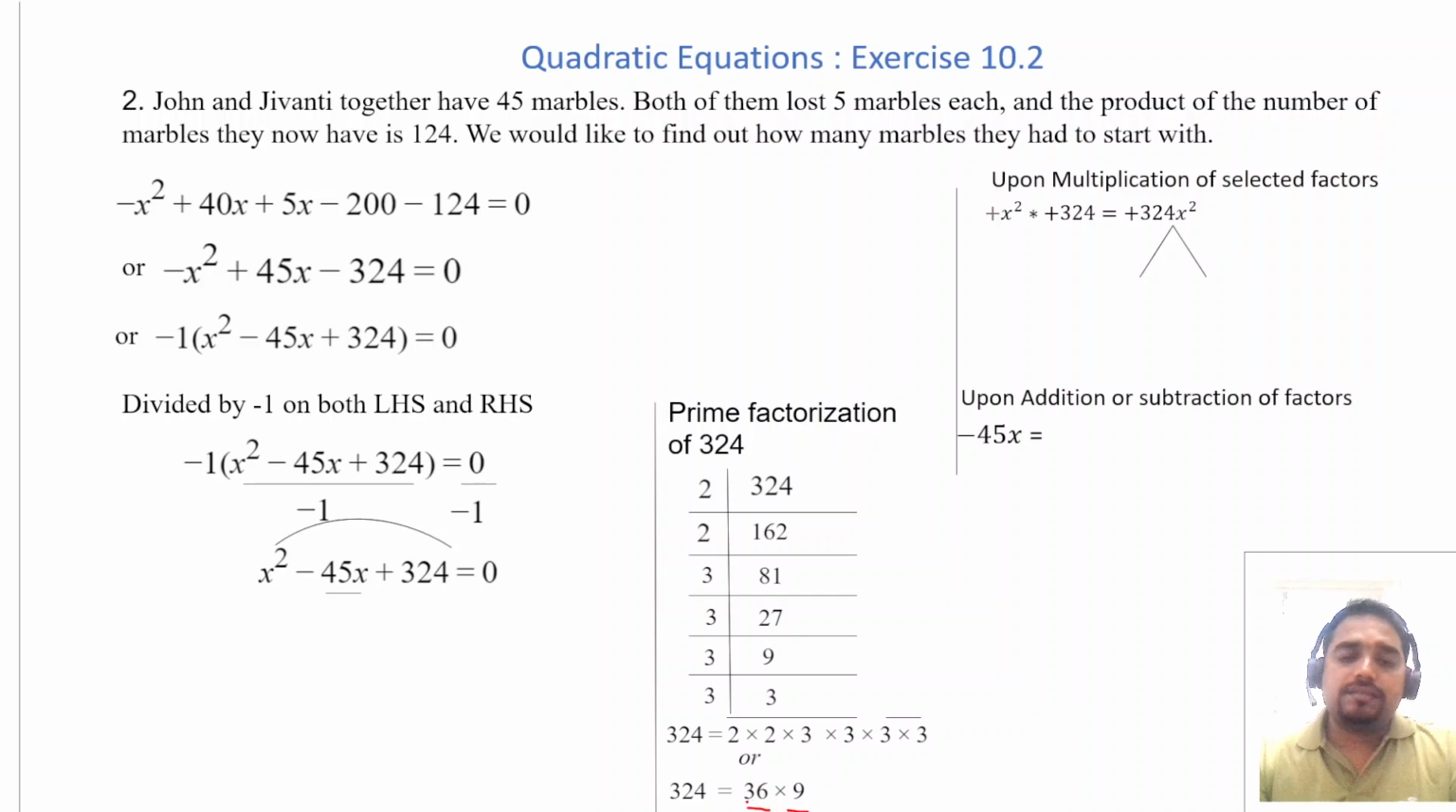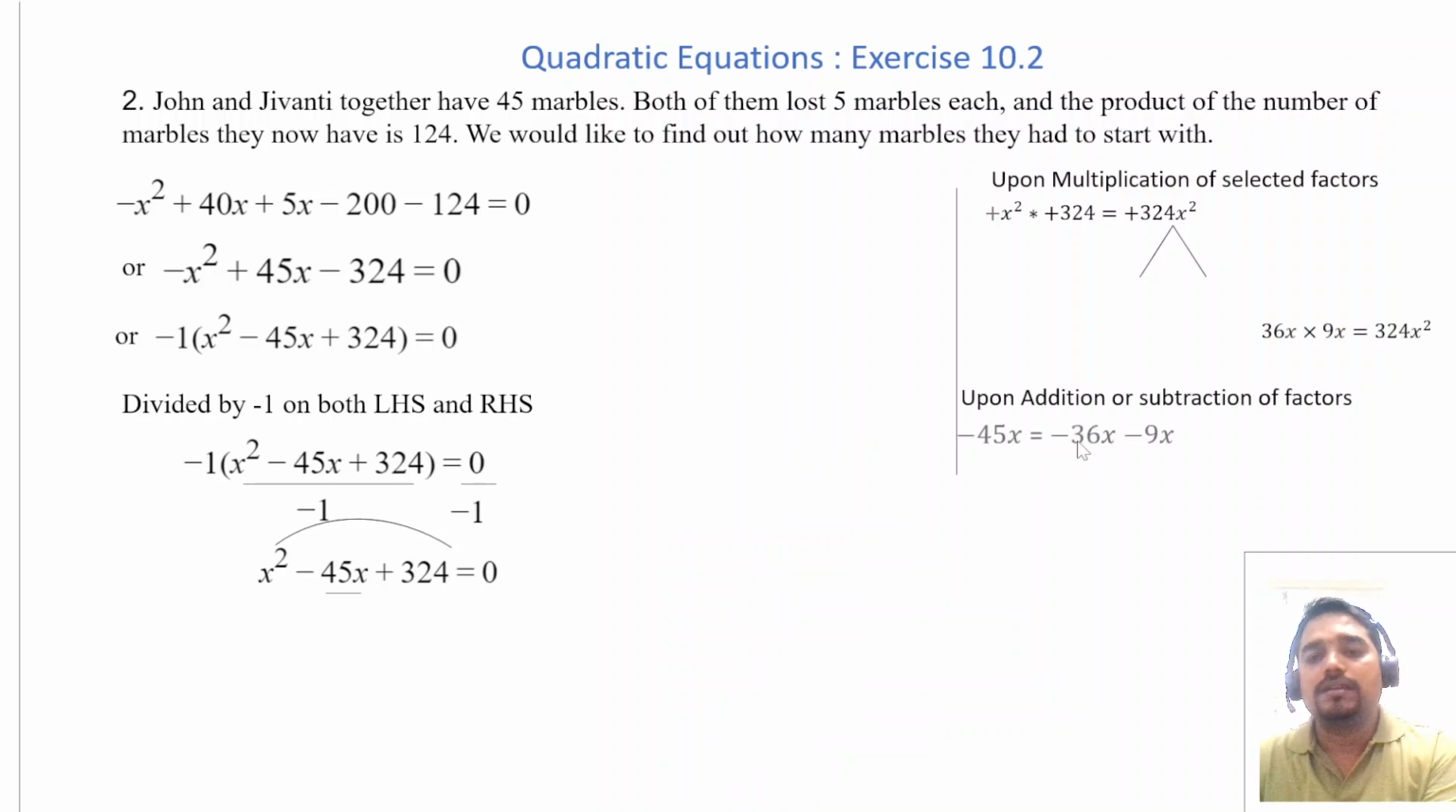So if you select the factors as 36x and 9x, then upon addition we would be getting minus 45x if both factors are selected with a minus sign, that is minus 36x and minus 9x. Also upon multiplication, minus 36 times minus 9, minus into minus is plus, 36 times 9 is 324, and x into x is x². Since these factors were selected from prime factorization, however we multiply, we would get the same composite number, that is 324.